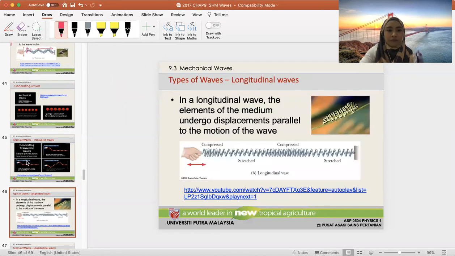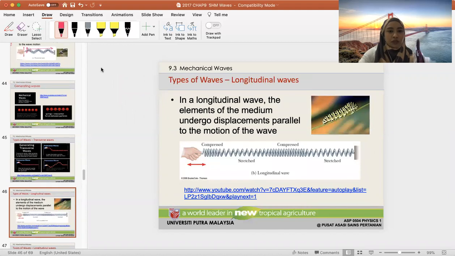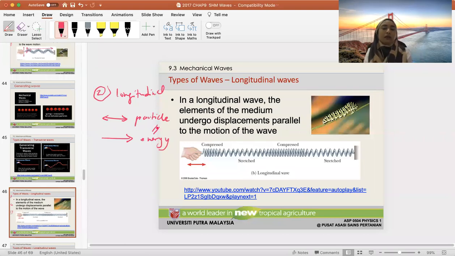Okay, next one is longitudinal wave. Okay, number 2 is longitudinal wave. The particle goes left and right, and the energy goes forward. So these two, the particle and the energy, are in parallel. So this is called a longitudinal wave.